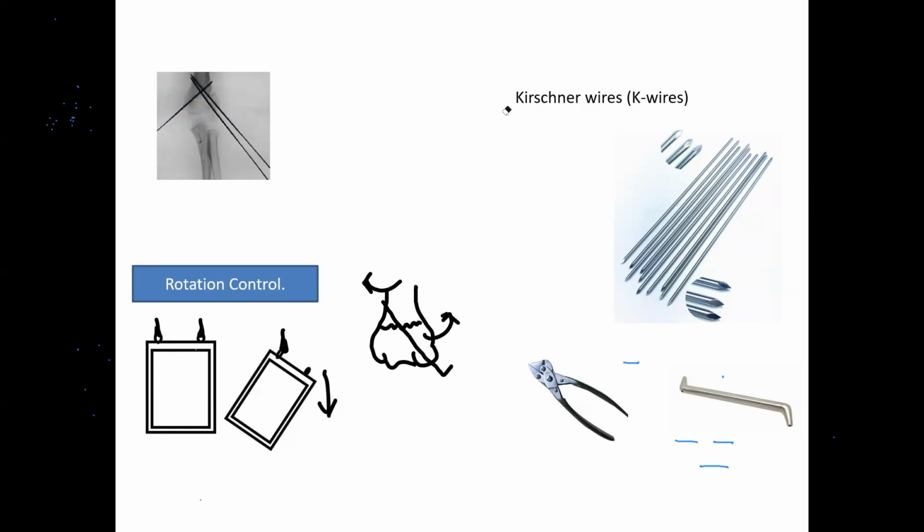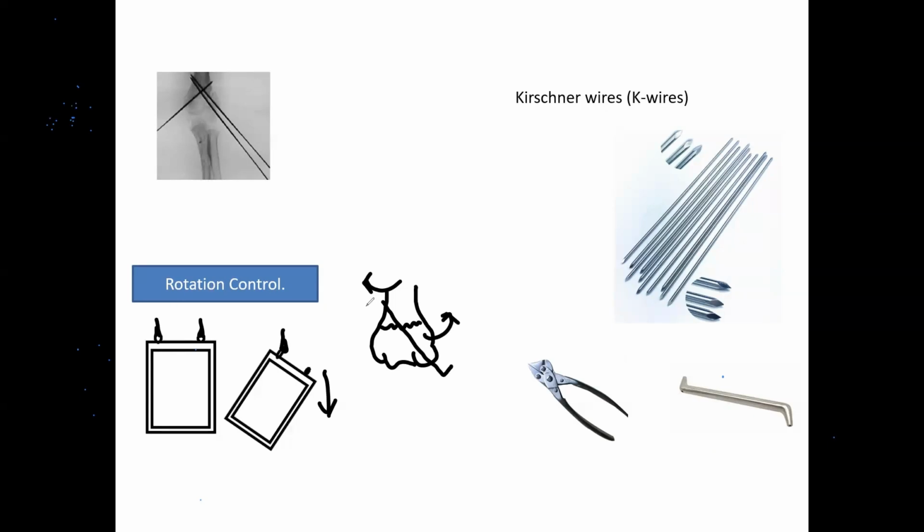So what is a K-wire? K-wire is otherwise called Kirschner's wire. They are sharp on both sides. This end is also sharp, this end is also sharp. They come as threaded, and they come as non-threaded, smooth also. This is a plier to bend the K-wire, and the other one is a K-wire bender. So most of the time, these K-wires are kept in your exam in the instrument section.